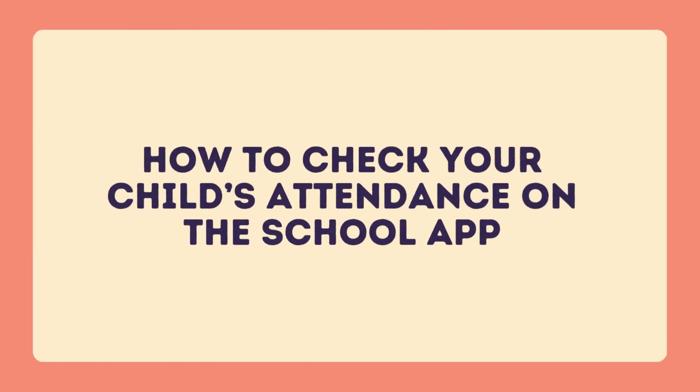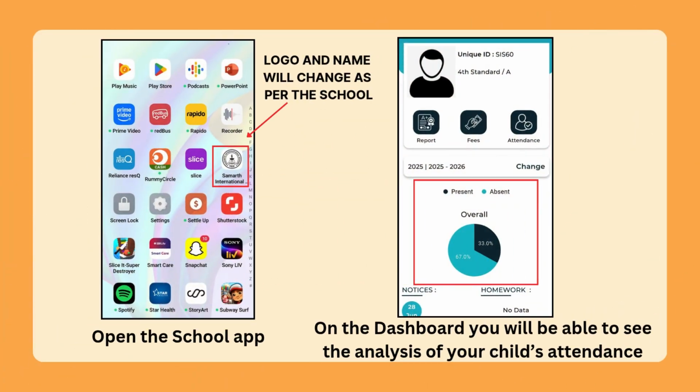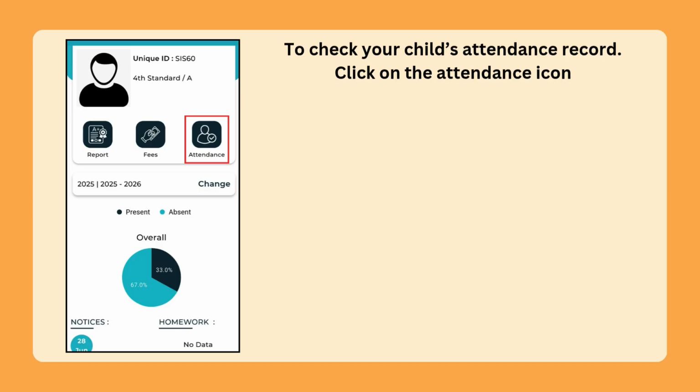To check child's attendance, open the app. You will be able to see the analysis of your child's attendance on the dashboard. To know your child's daily attendance record, click on Attendance icon.